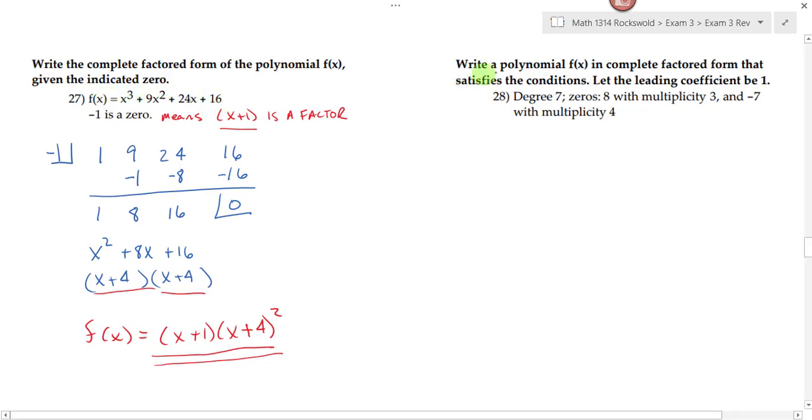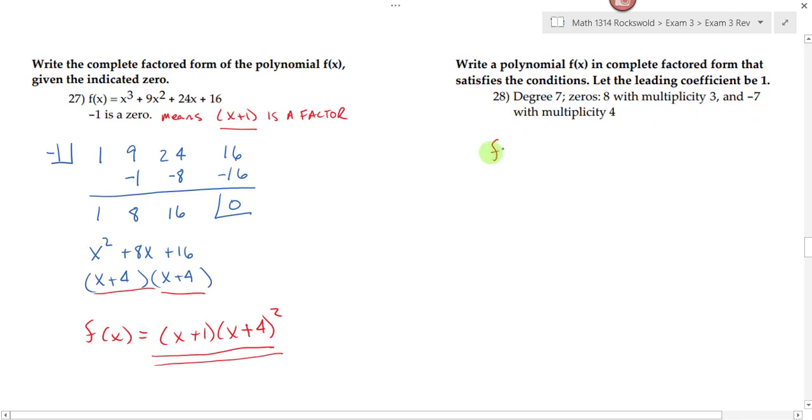On 28, we're asked to write a polynomial in complete factored form that satisfies these conditions. Let the leading coefficient be 1. So we're told what the leading coefficient is. The degree is 7. That means I need a total of 7 factors. My zeros are 8 with a multiplicity of 3 and -7 with a multiplicity of 4.